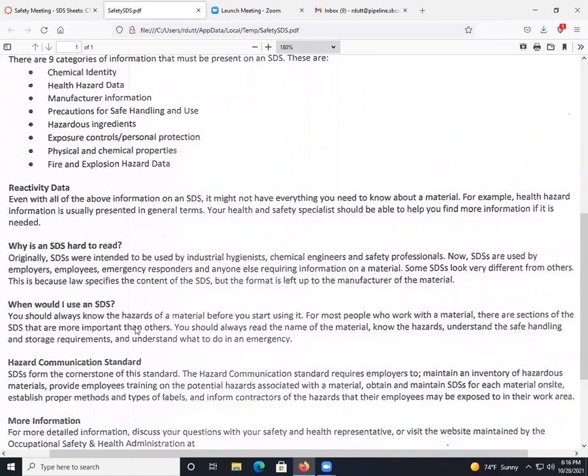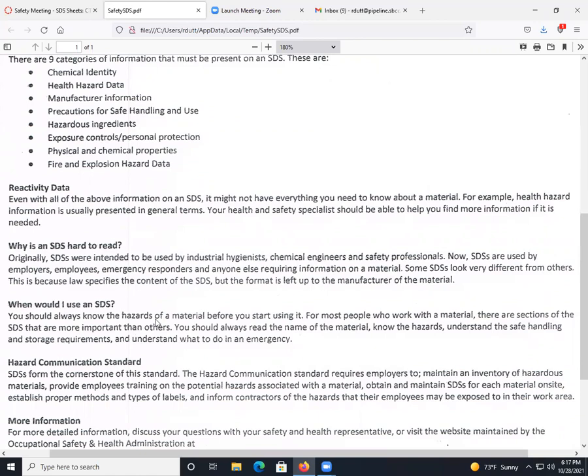When would I use an SDS? You should always know the hazards of a material before you start using it. For most people who work with a material, there are sections of the SDS that are more important than others. You should always read the name of the material, know the hazards, understand the safe handling and storage requirements, and understand what to do in an emergency.